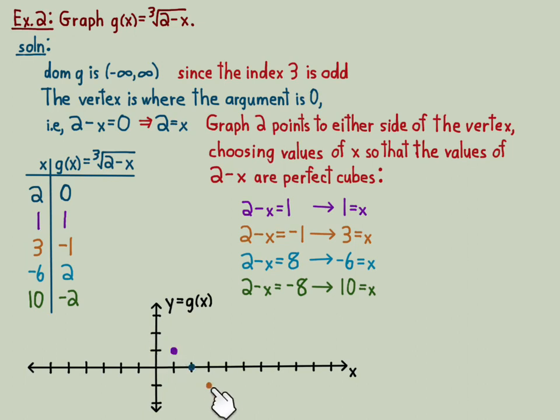Now, this is why you don't just graph 3 points with a cube root, because it looks like they're in a line, so people just graph a line. Look, it's a line. No, it's not a line. Okay, a cube root function, a radical function, doesn't give you a line. Okay, so this is negative 6, 2, this one here. And then finally 10, minus 2, which is this one over here.